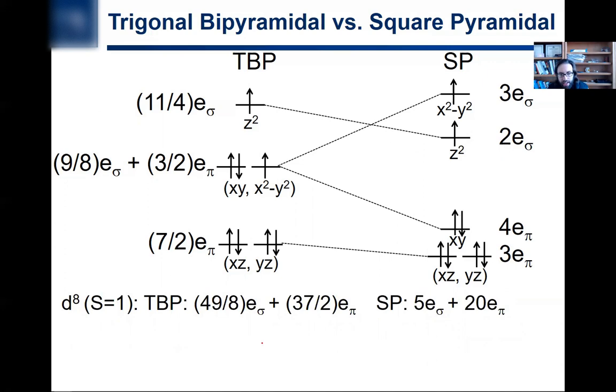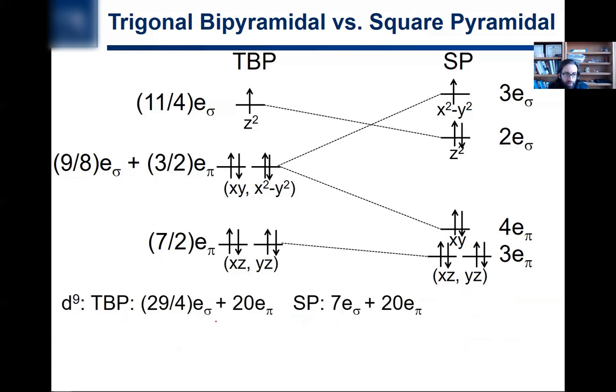Triplet D8. We are definitely going to be square pyramidal here because we have 5 E sigma for square pyramidal, and we have 6 and 1/8 E sigma. So it's more than 1 E sigma higher for the TBP. So we're definitely going to be square pyramidal.